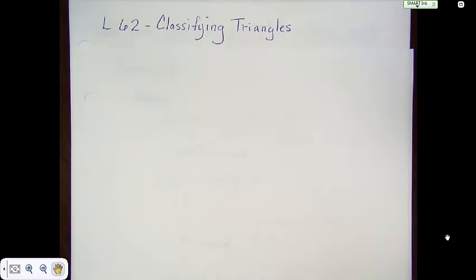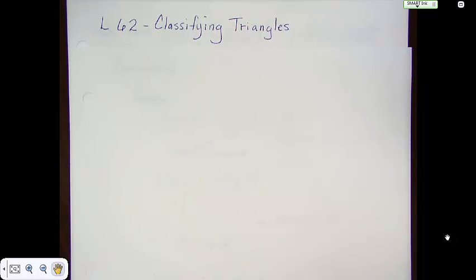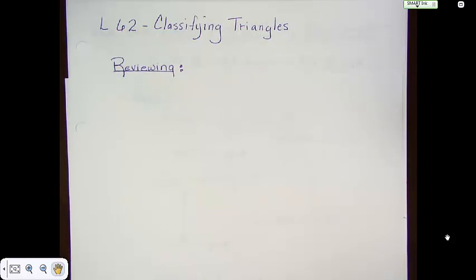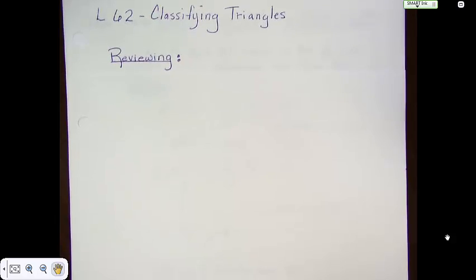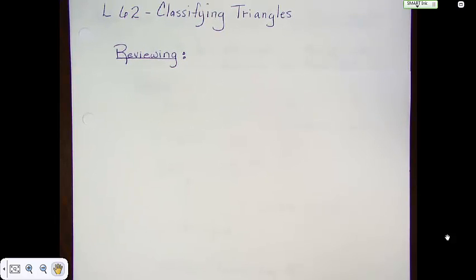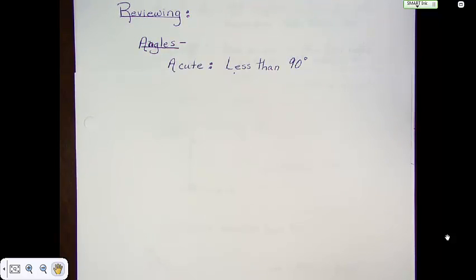Well, hello again. Today we are going to talk about classifying triangles, lesson 62. Now we're going to do just a little bit of reviewing. As we always do, there are some things we bring from before when we're talking about any math subject. It's very spiral. It goes from one thing to another and you keep going over and over things. But it's not a bad thing to go over things more than once.